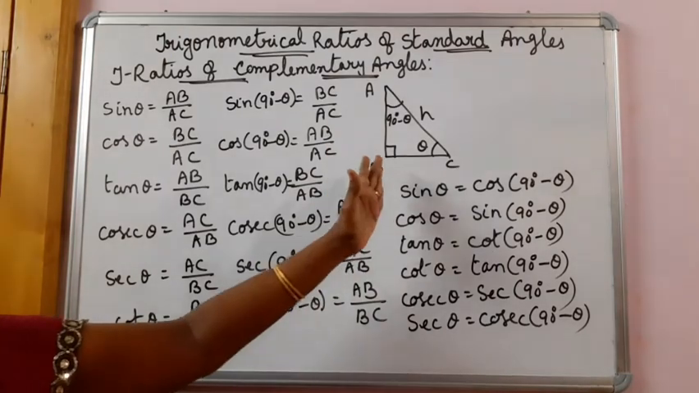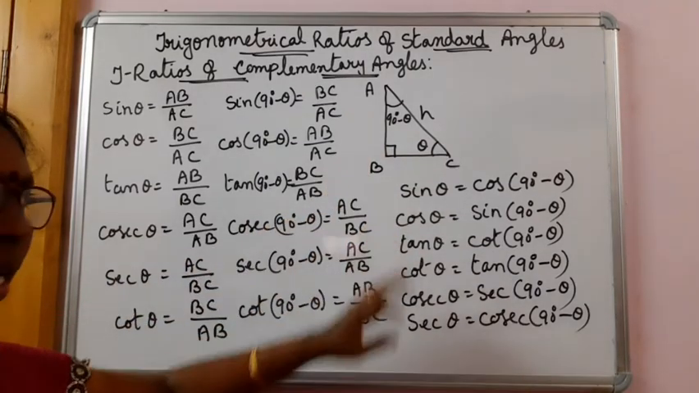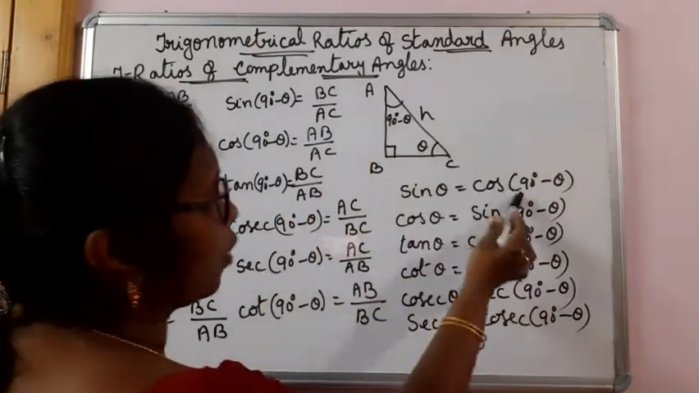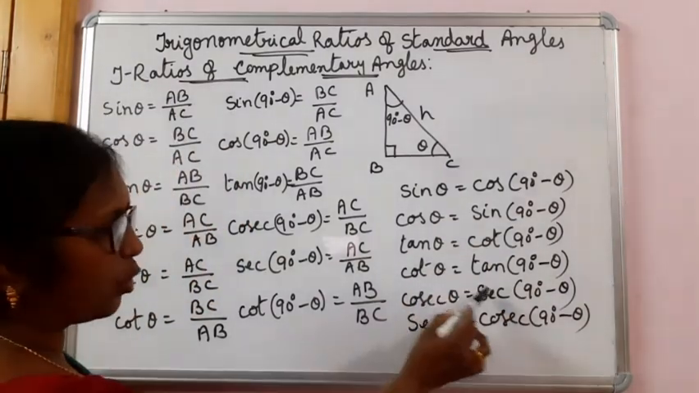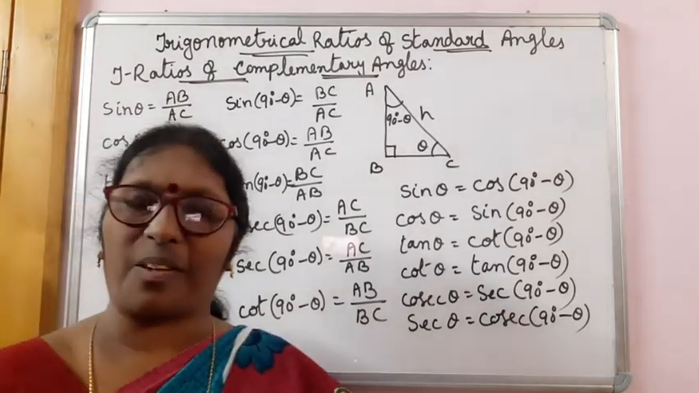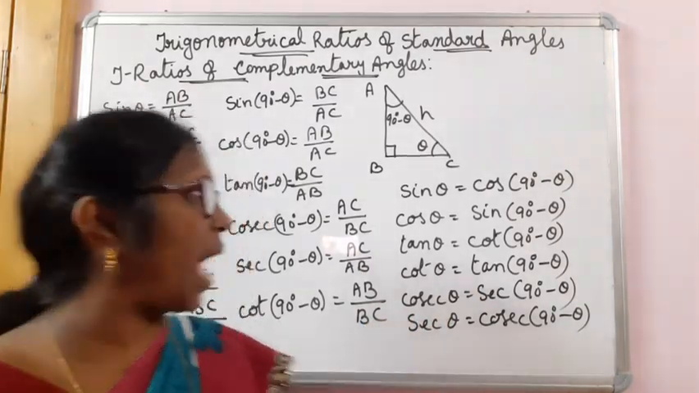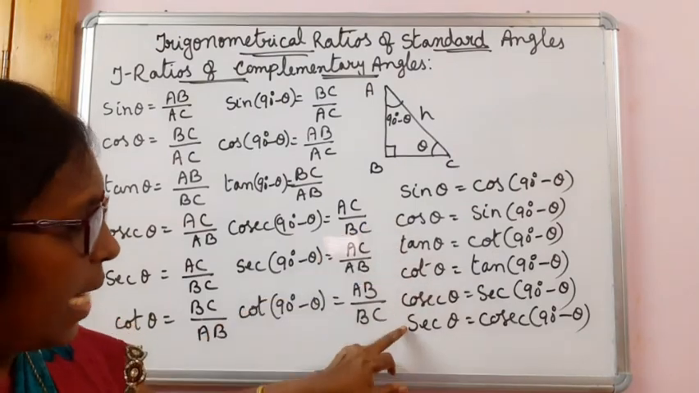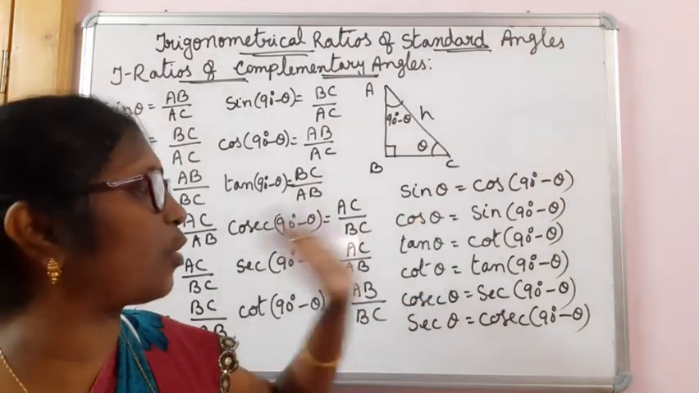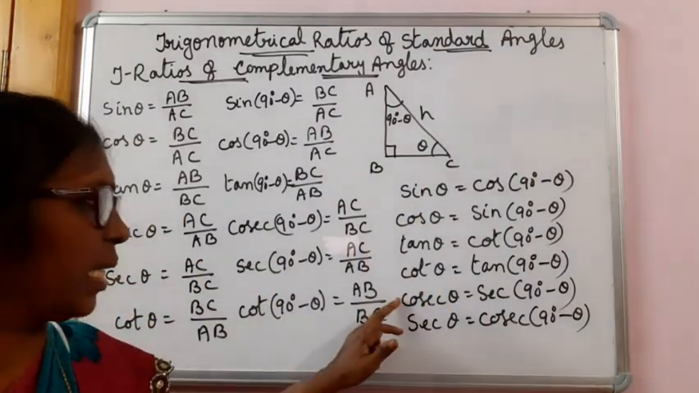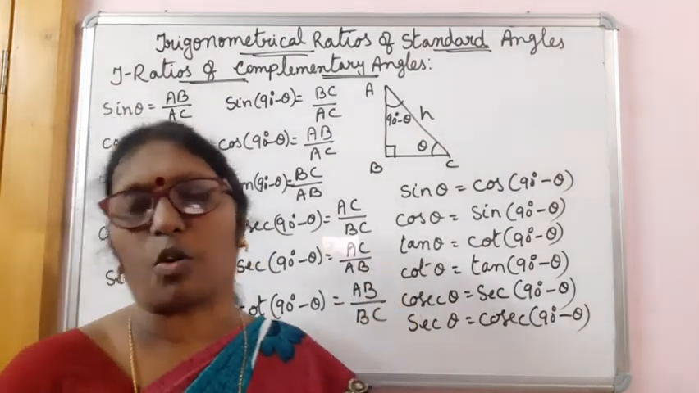So in the same triangle, if one angle is theta, the other angle will be 90 minus theta because it is a right angled triangle. And we found that sine and cos are complementary to each other, tan and cot are complementary to each other, and cosec and sec are complementary to each other. Already you have learned which are reciprocal: sine and cosec are reciprocal, cos and sec are reciprocal, tan and cot are reciprocal. But complementary: sine and cos, tan and cot, and sec and cosec are complementary to each other.